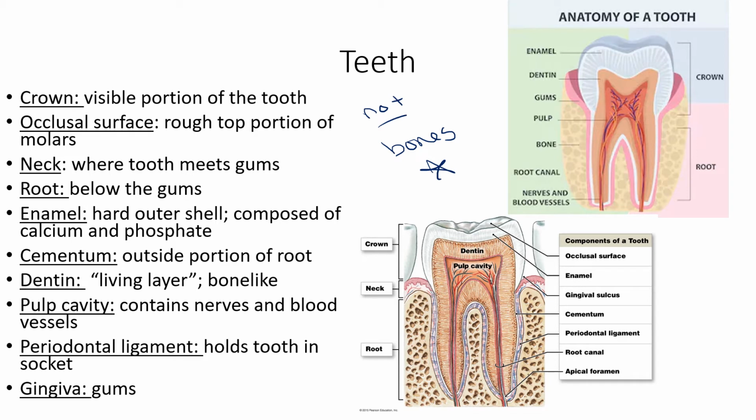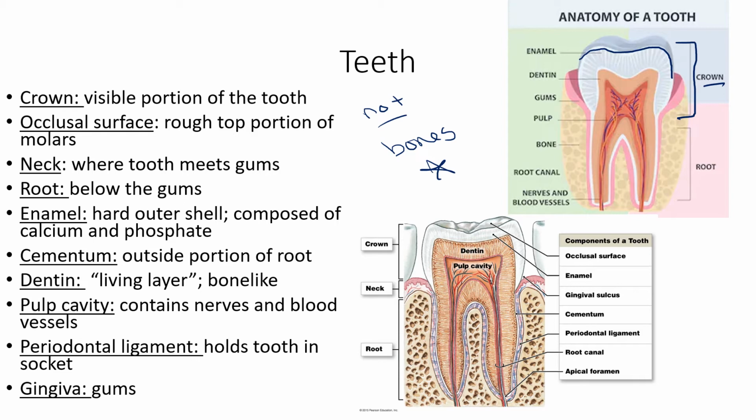Let's go over the parts of the teeth. This top portion that you are able to see when you look at someone's mouth, maybe your own mouth, is known as the crown, the visible portion of the tooth. The top of your molars, so this is only going to include your molars, this rough portion on the top is going to be the occlusal surface.